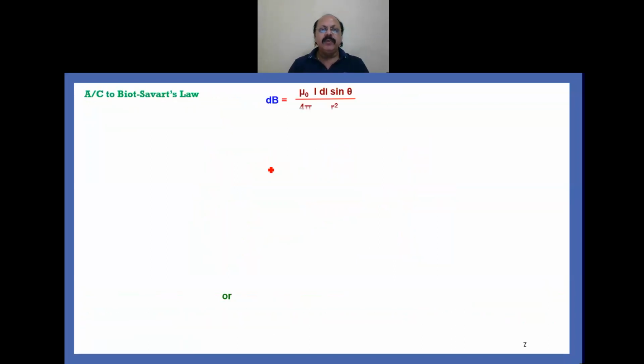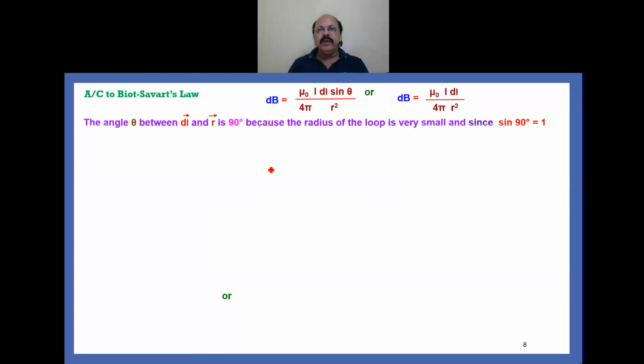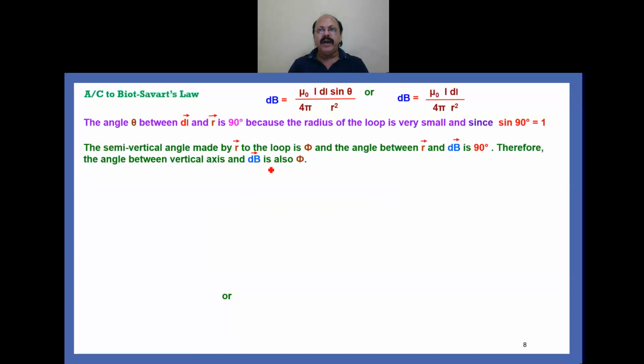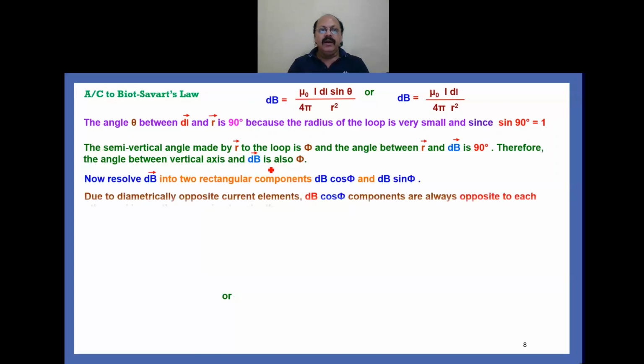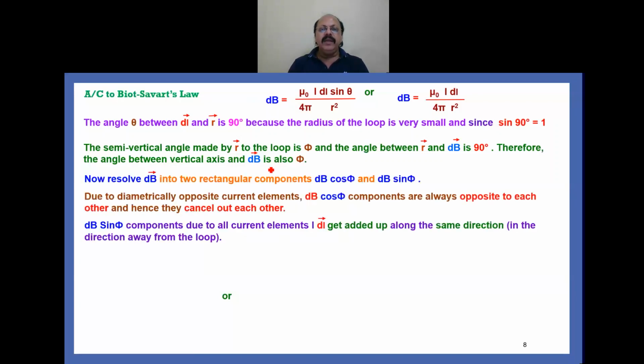So here you have the formula dB equal to mu naught upon 4 pi, I dl sin theta upon r square. The theta is 90 degrees. So you will get dB equal to mu naught I dl upon 4 pi r square, since sin 90 equal to 1. Now we resolve the dB vector into two rectangular components, as I already explained: dB cos phi and dB sin phi.